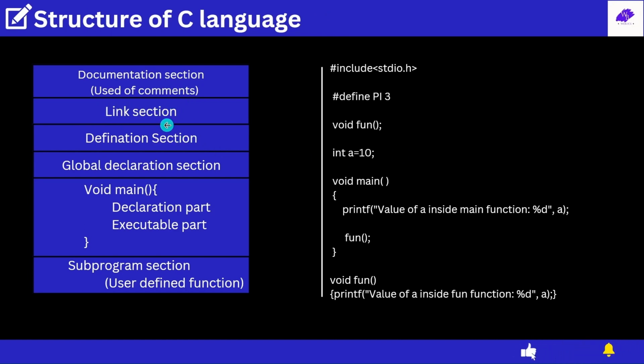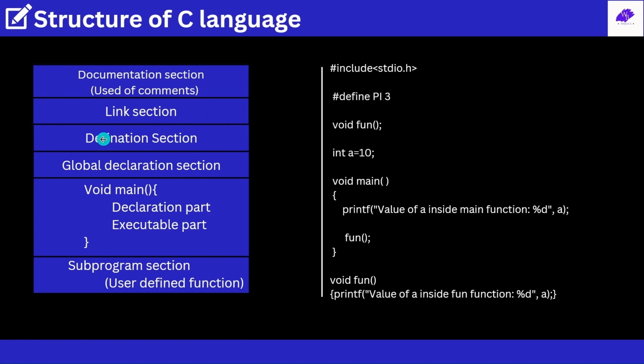Next is the link section. The link section includes the inclusion of all the header files. Here we have included stdio.h, that is the standard input output header file. This file will help us to use functions like the printf function and scanf function easily without writing their logic. So the link section is useful for including that type of libraries.